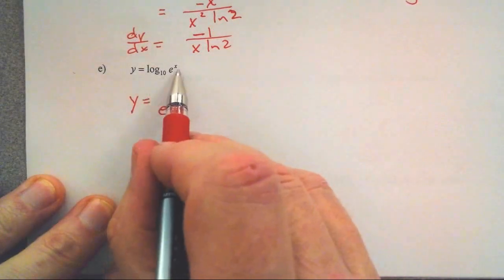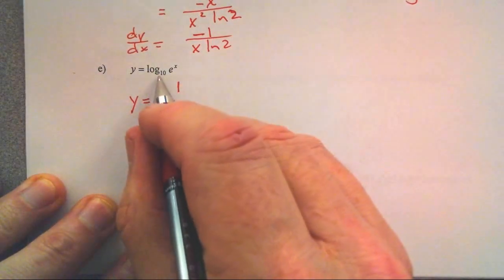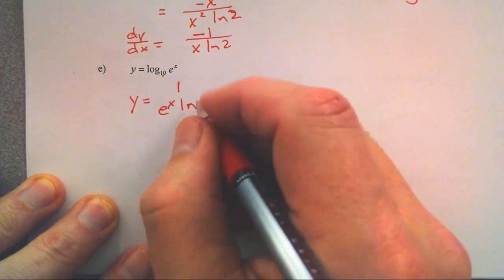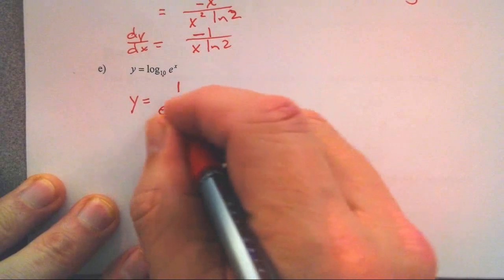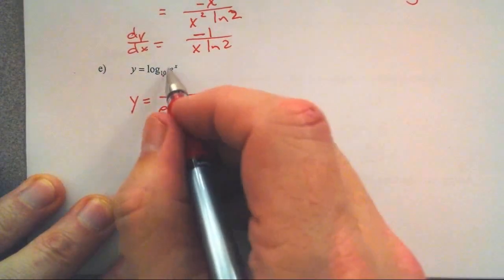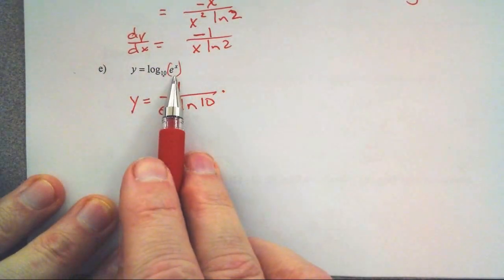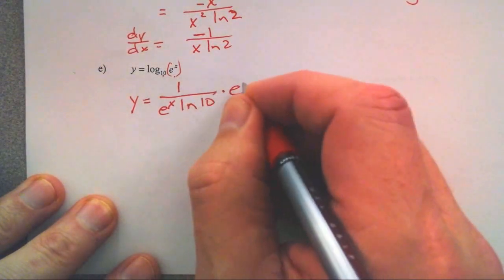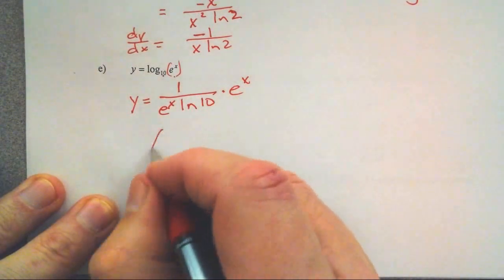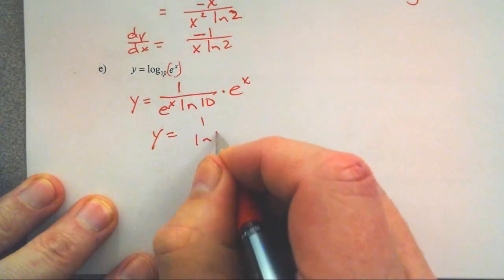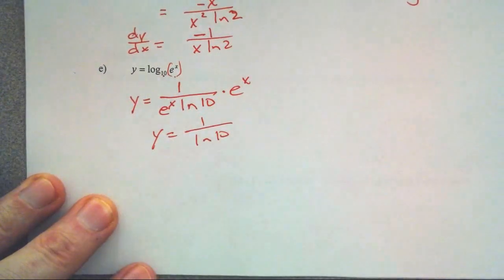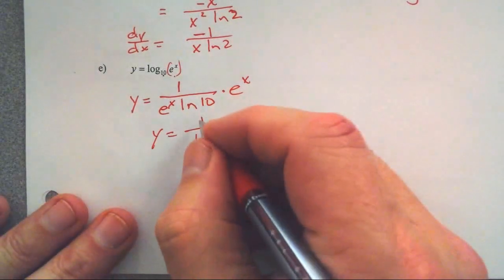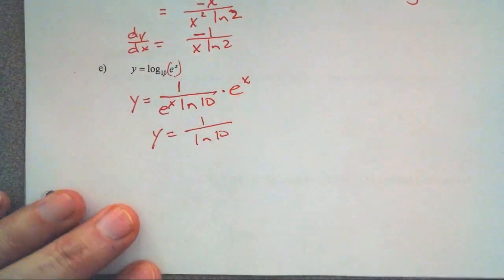I just caught it. Wants to be 1 on e to the x. Because this is not log base e, ln, we make correction with that with ln 10, and then times the derivative of the inside function, which is e to the x. Well, the derivative of e to the x is e to the x. We've learned that. So times e to the x. e to the x's cancel, and I get dy/dx equals 1 on ln 10. e to the x's cancel, yep. 1 on ln 10.